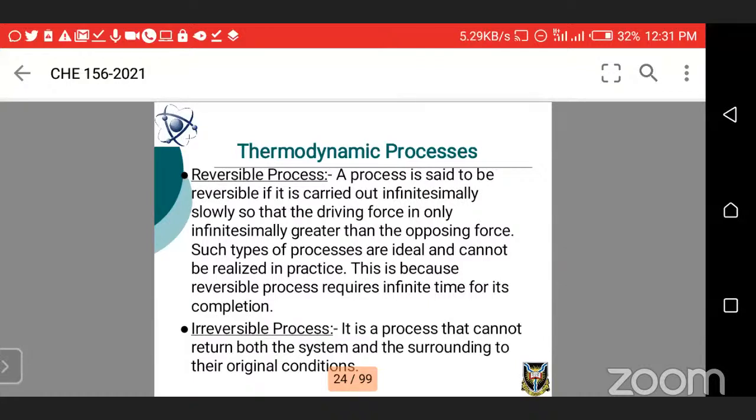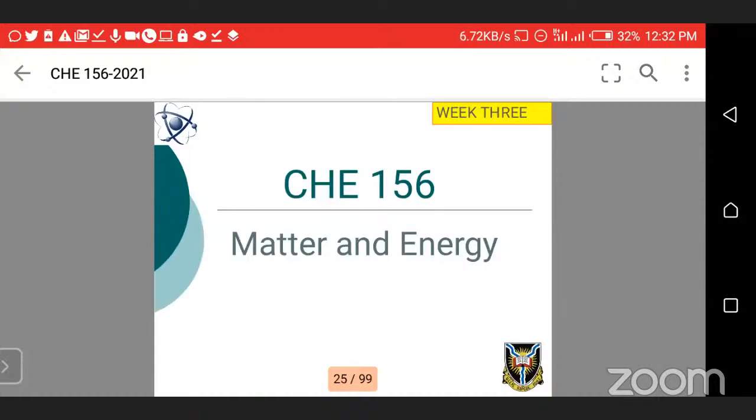Unlike an irreversible process, this is a process that cannot return both the system and the surroundings to their original conditions, no matter what you are doing to it. So an irreversible process is a process that cannot return both the system and the surroundings to their original conditions.